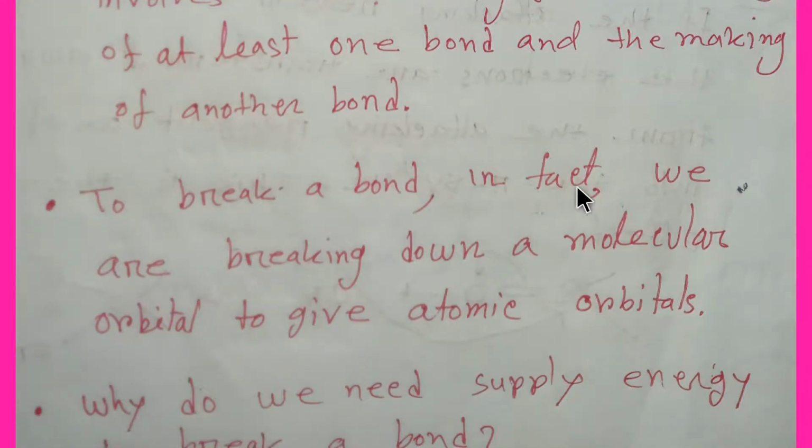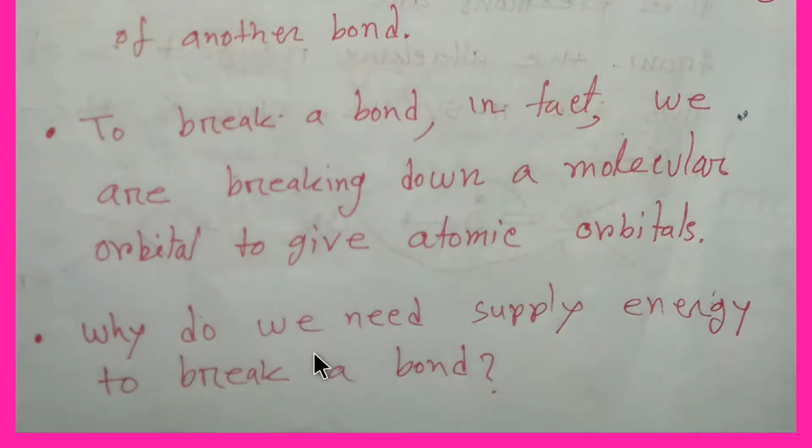To break a bond, in fact, we are breaking down a molecular orbital to produce atomic orbitals, right? I think you have understood this line. My question to you is, why do we need to supply energy to break a bond? Usually we know that if we want to break a bond, we have to supply some energy. But why should we supply energy? Can you think? If you can answer this question, then I think you understand chemistry.